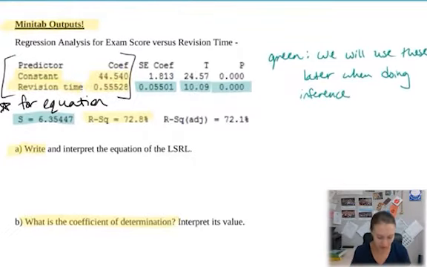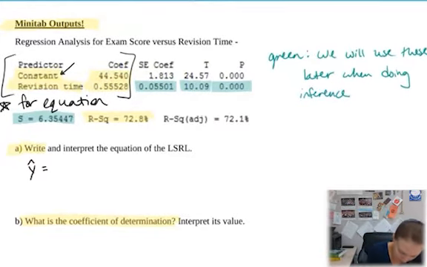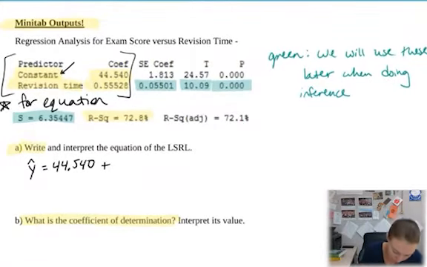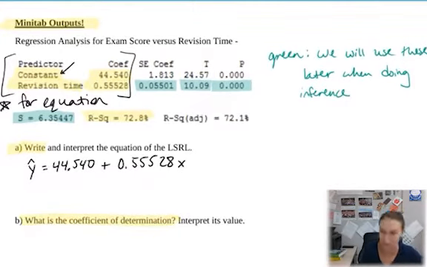So writing the least squares regression line from here, remember the constant term, this is the term without the variable. So that's going to be like our a value in our equation. So y hat equals our constant term 44.540, and then plus our coefficient for the predictor value of revision time. So that's going to be our slope, 0.55528x. And then again, we need to define those pieces.